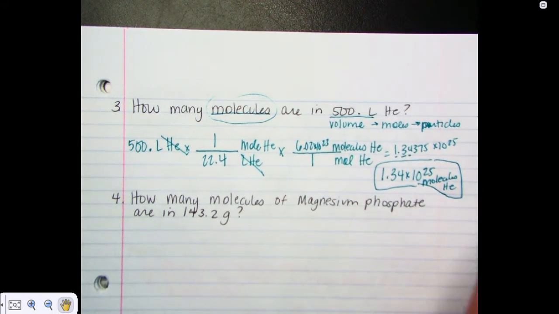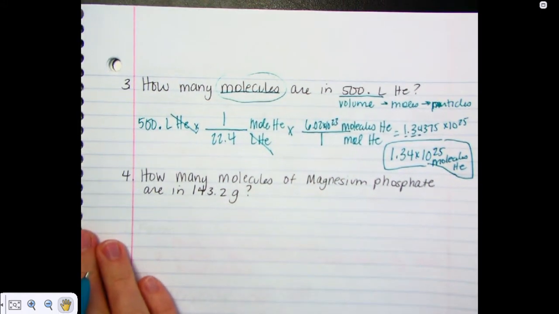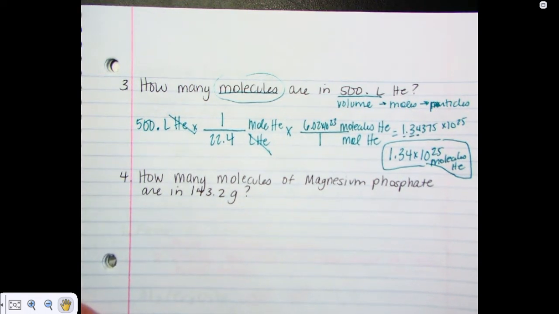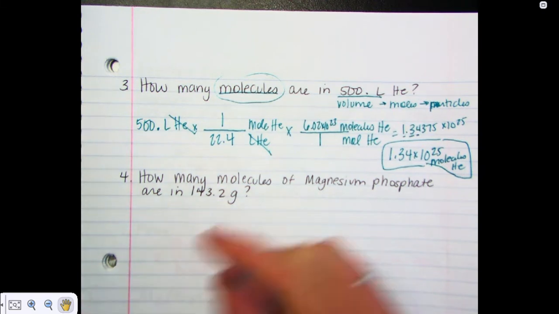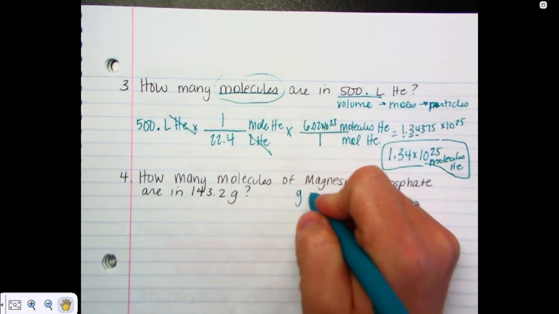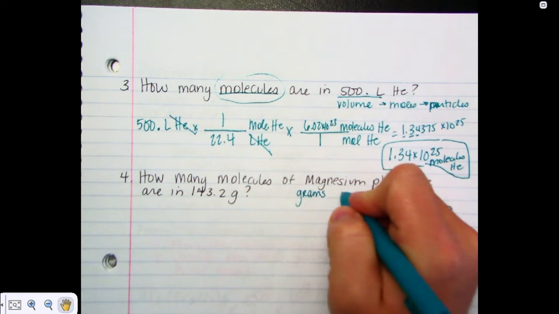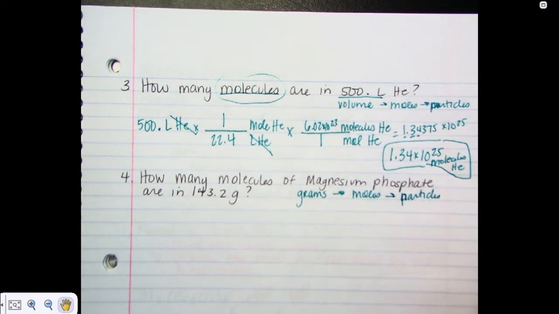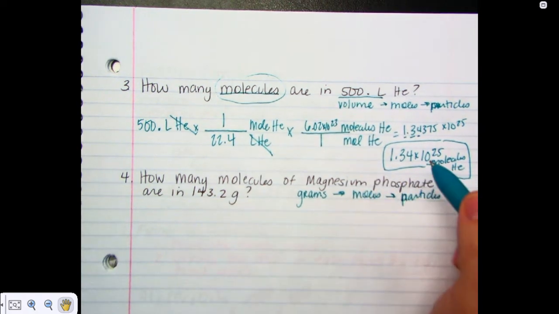Okay. And last one. How many molecules of magnesium phosphate are in 143.2 grams? All right, so I'm in grams, so mass, and I got to go to moles, and then I got to go to molecules, so particles. All right, so I know if I'm in grams, I'm going to need molar mass. What do I need molar mass of? I don't see a formula. But what do I see? I have a name. I can make a formula. This is a skill we have.